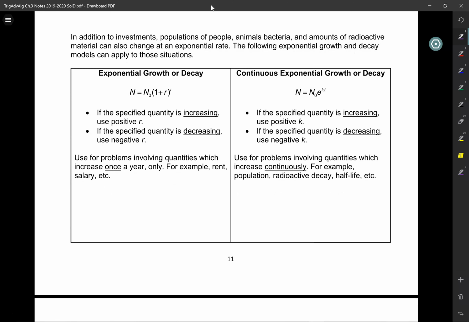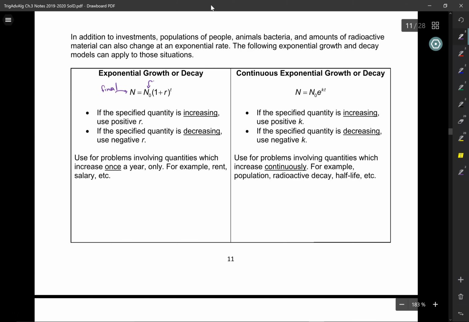So, these formulas are the original formulas from where the compound interest formulas came. All right? So, in addition to investments, here is where they are used. Your book uses these versions of the formulas with the N's. N equals N naught, blah, blah, blah. So let's talk about what this is. N is the final amount.